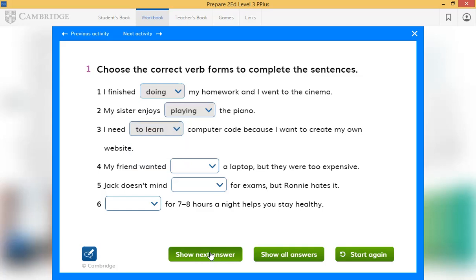My friend wanted buying a laptop or to buy a laptop because they were too expensive. Buying, just pronunciation, okay? To buy. My friend wanted to buy a laptop, but they were too expensive.